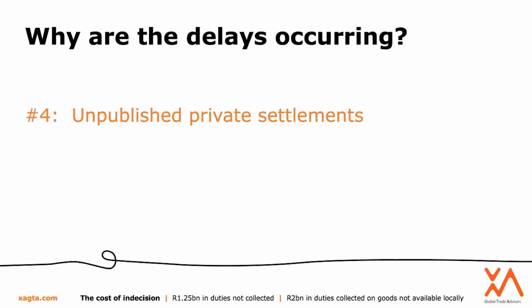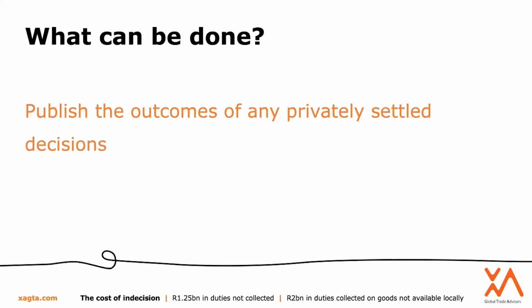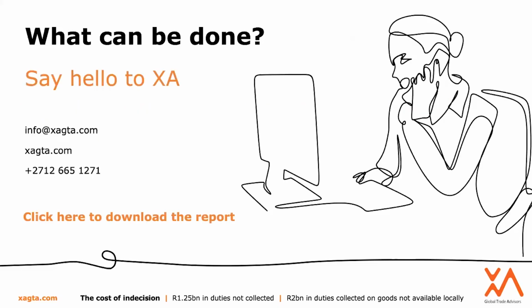This has quite far-reaching implications because while you have an open investigation, someone else cannot bring another application on the same tariff code. And so just the fact that you have an unpublished private settlement means that the perception is that someone else cannot bring an action on the same tariff code. So I think this is important. And again, we need to bring certainty back to the process. Nobody benefits from not knowing what is going on, irrespective of which side of this you're on. So let's publish the outcomes of any privately settled decisions.